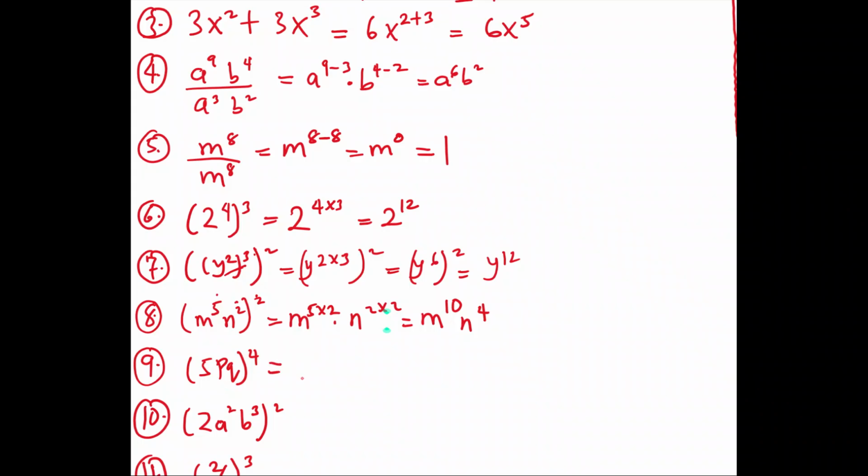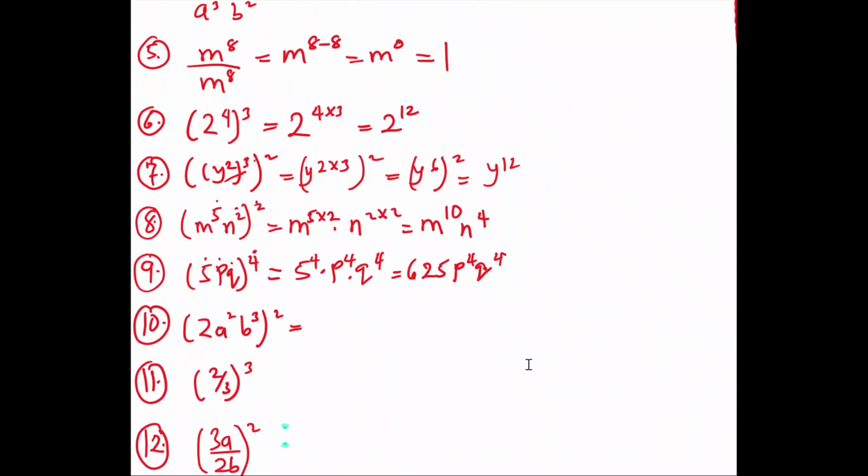Okay. Number 9, we have 5pq all raised to power 4. So let's just distribute 4 into this, 4 into this, and 4 into this. Okay, so that'll be 5 raised to power 4 times p raised to power 4 times q raised to power 4. Okay, so that will be 5 raised to power 4 is 5 times 5 times 5 times 5. 5 times 5 is 25. 25 times 25 will give us 625.